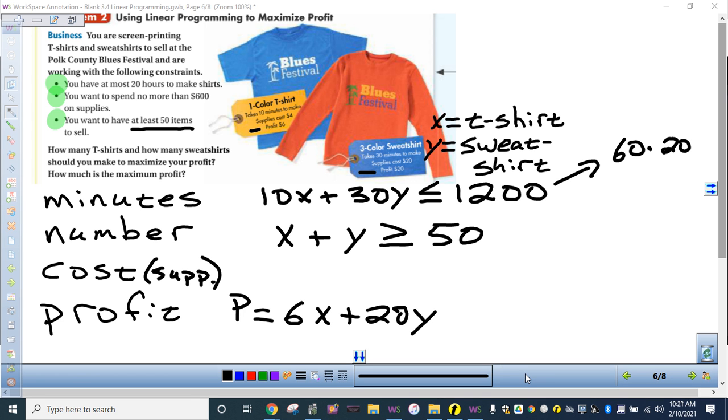Then we have 600 to spend on supplies. Supplies for a t-shirt are $4, so 4x. Supplies for the sweatshirt are $20, so 20y. We only have 600 to spend, so it's got to be less than or equal to 600.